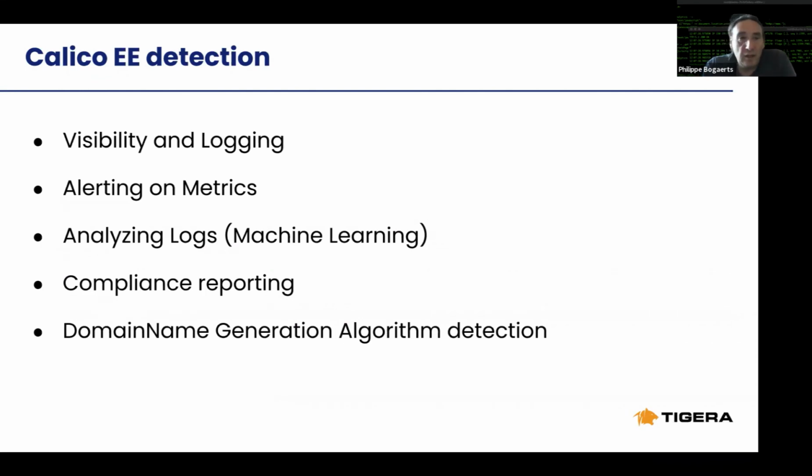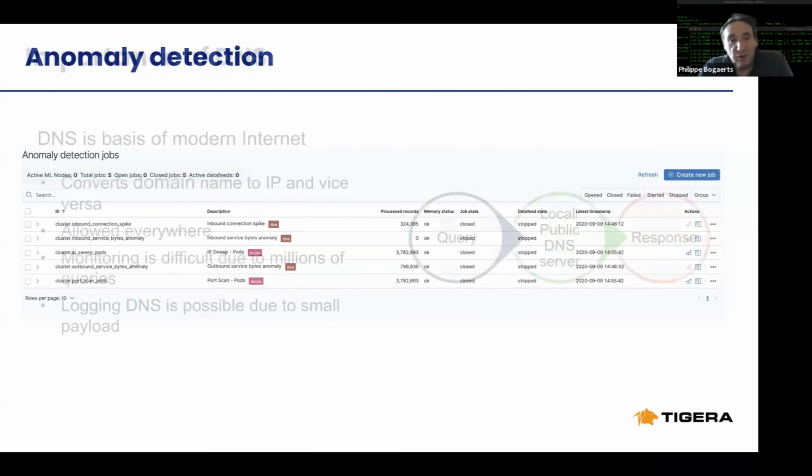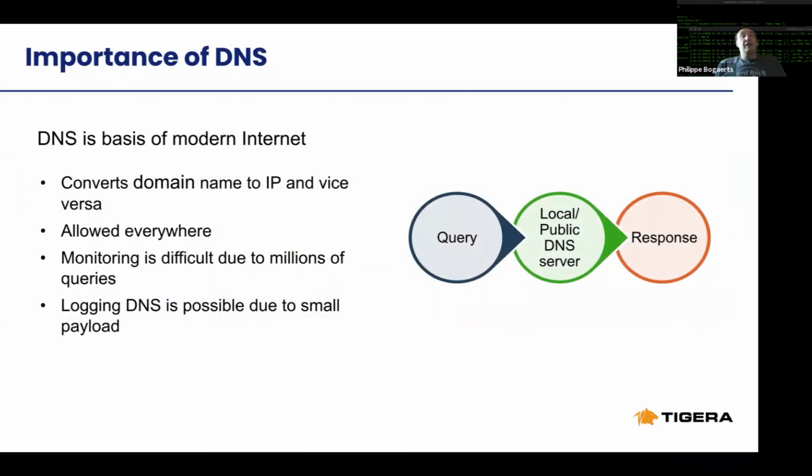Another area where Calico is pretty busy, and we're going to launch quite a lot of stuff, is about the logging, metrics, machine learning, and so on and so forth. I'm going to show this in the demo, so that's always nicer than just a bunch of text. But before I do the demo, a few words on domain name generation. I'll show the anomaly detections which are built into Calico, so it will tell you whether there's a ping flood or whatever going on.